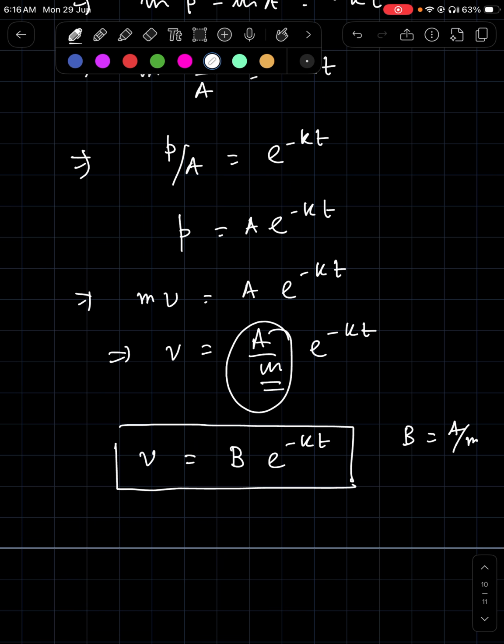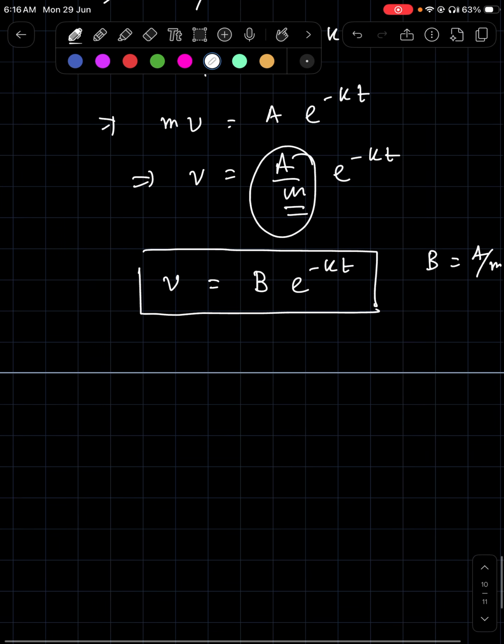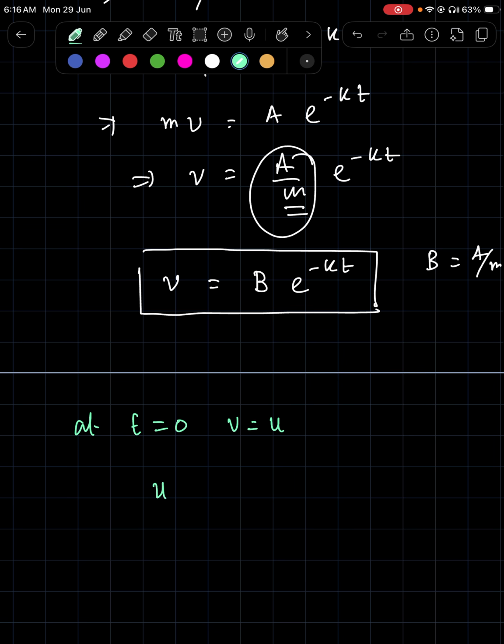So it is done. Now we are going to find the B itself, putting in the initial condition. At t equal to 0, V is U. So if I put U equal to B e to the power 0, because I'm putting k into 0 here, B is equal to U, because e to the power 0 is 1. So it becomes U into e to the power minus k.